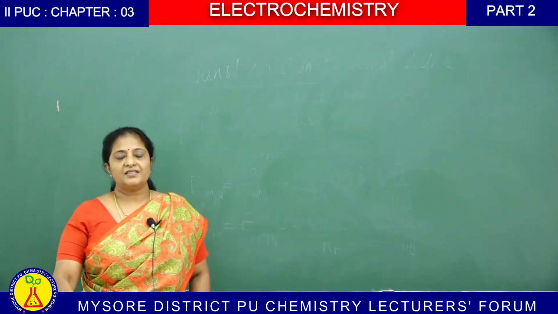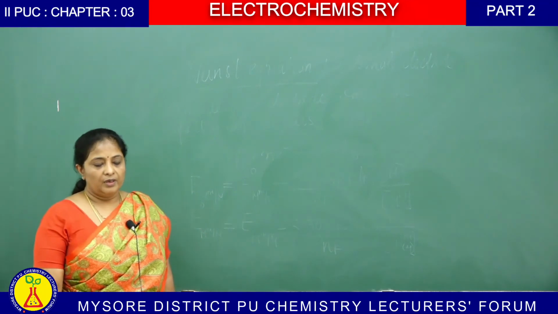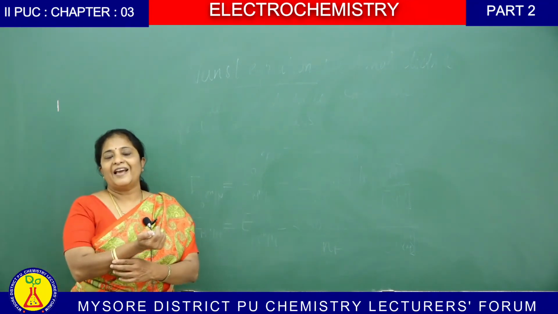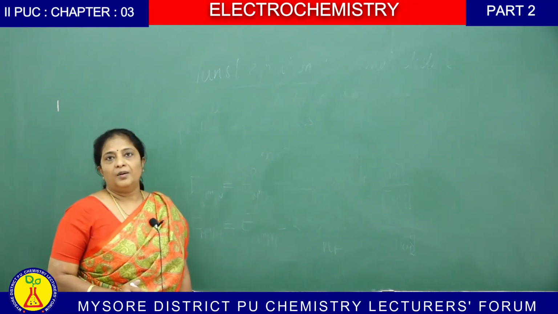Now, let us derive the Nernst equation for the EMF of a Daniell cell. So, what is this Daniell cell made up of?